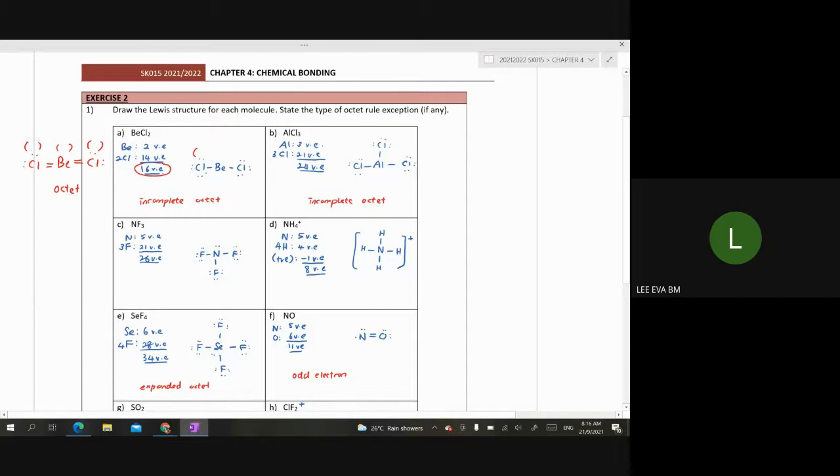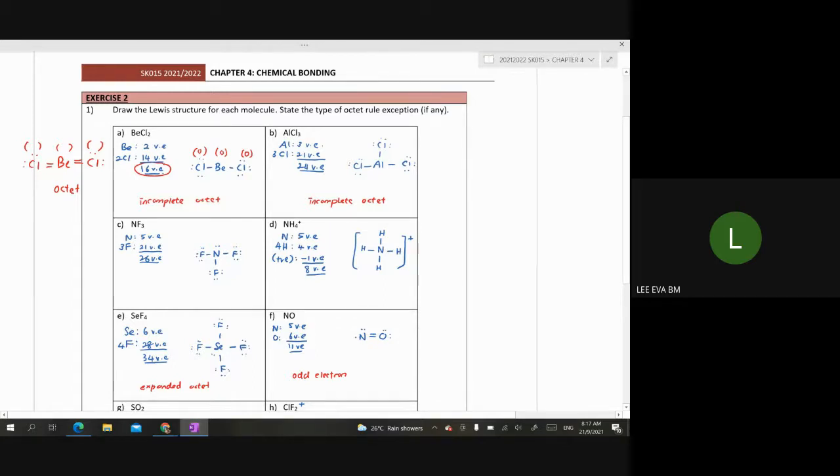So for incomplete over here, 7. 7 for the number of valence electrons for chlorine, you minus 6 dots, and then you minus 1 line. 6 dots represent 6 lone pair electrons, 1 line represents 1 bonding pair. So here we have 0. Beryllium valence electron 2 minus 2 bonding pairs, you get 0. And then the chlorines are the same.